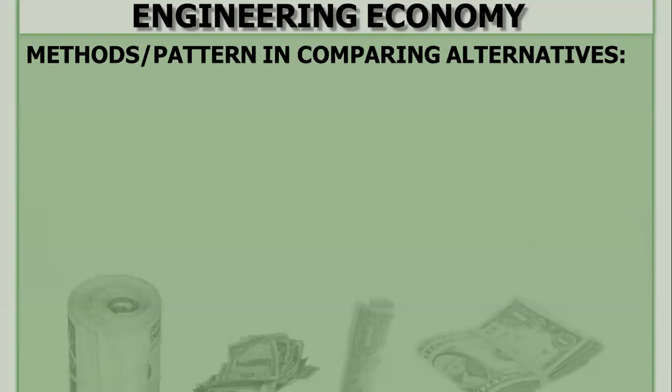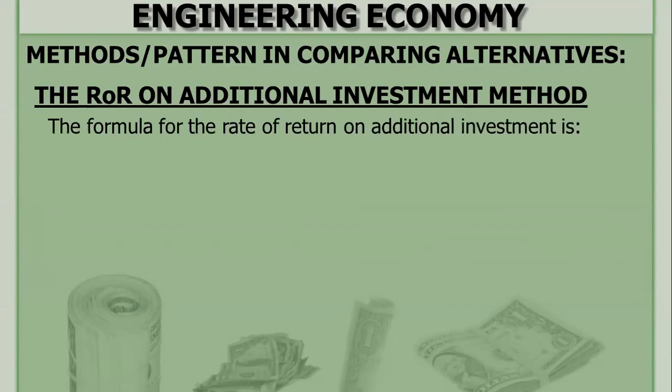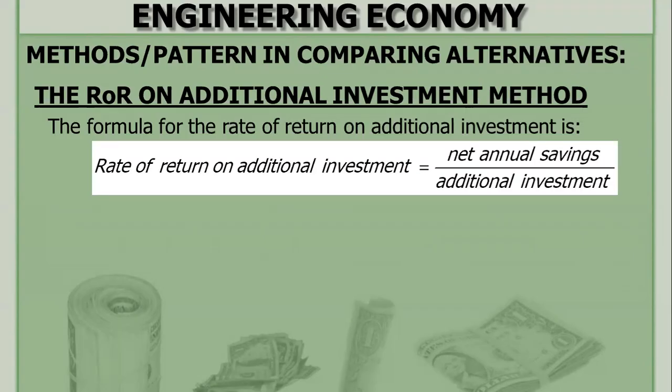So in order to select the right alternative, there are several methods or patterns used in comparing alternatives. The first one is the rate of return on additional investment method. So the formula used for this one is this. The rate of return on additional investment is equal to the net annual savings over additional investment.